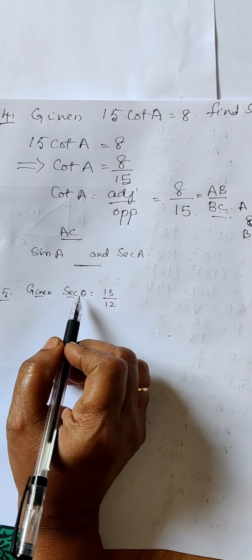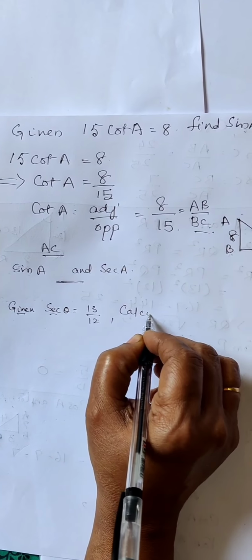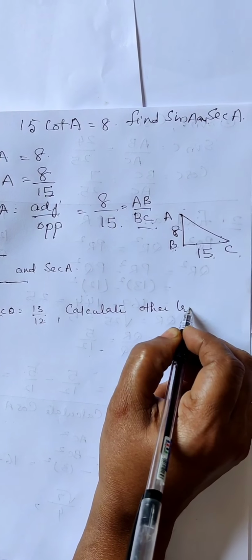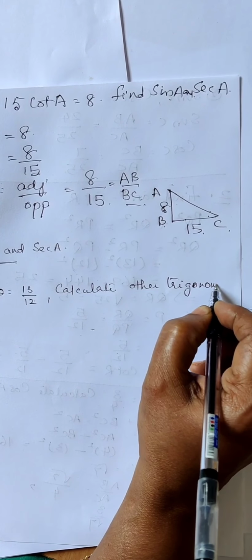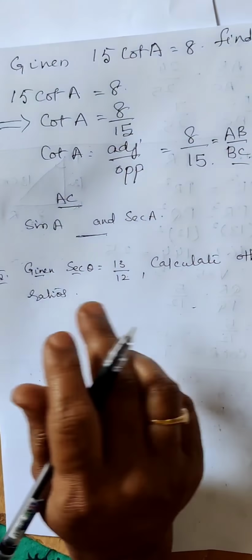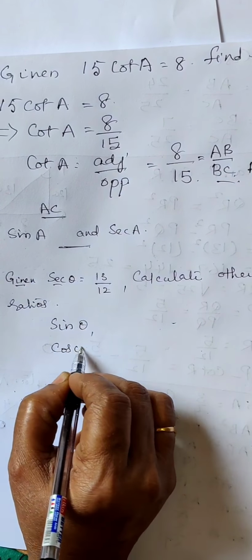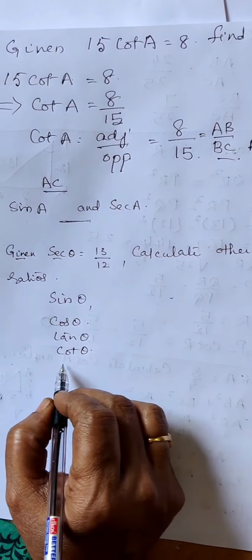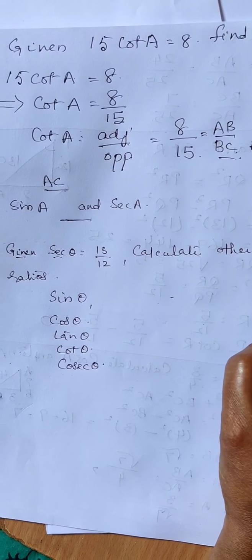Given secant theta is equal to 13 by 12. Fifth problem. Calculate other trigonometric ratios. Calculate other trigonometric ratios means what? See, we should calculate sin theta, cos theta, tan theta, cot theta and cosecant theta. So only secant theta is given to us.